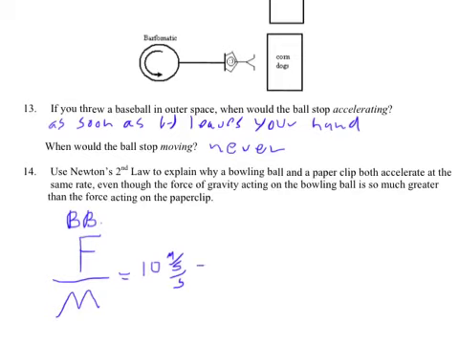Now let's look at the paperclip. The paperclip has a very tiny force acting on a very tiny mass. When I divide that tiny force by the tiny mass, I still get 10 meters per second, because the force of gravity is directly related to the mass of the object involved. If you double this one, you'll double this one. If you quadruple this one, you quadruple this one. So it always equals 10. Find some way of writing that in words and we're good.